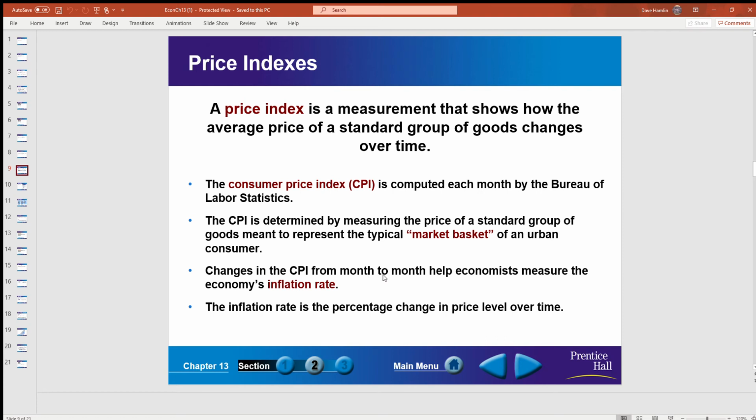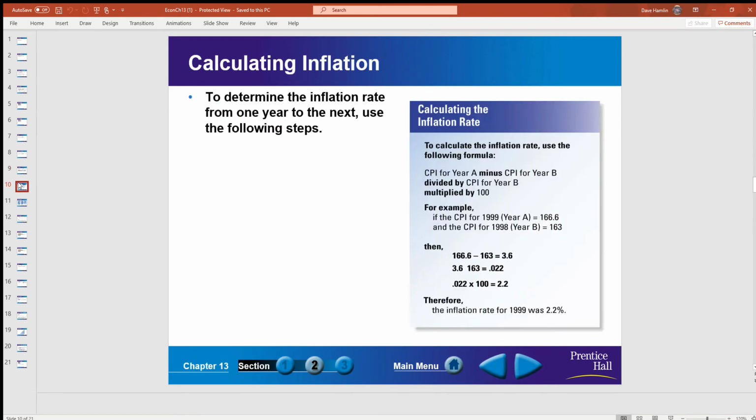Changes in the CPI from month to month help economists measure the economy's inflation rate. And so again, the inflation rate is a percentage change in price level over time. Inflation can be good. It shows growth in an economy as long as wages keep pace with the inflation rate. If inflation outpaces wages, then we've got trouble.